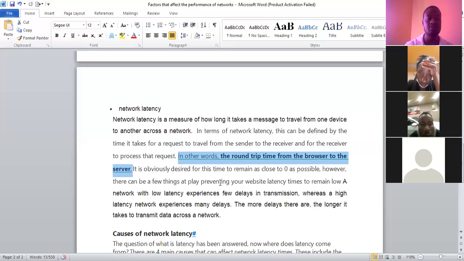So from the source, you send a message from one computer to another, and then the other one has to respond. So that time in between is what we refer to as latency, network latency, okay?